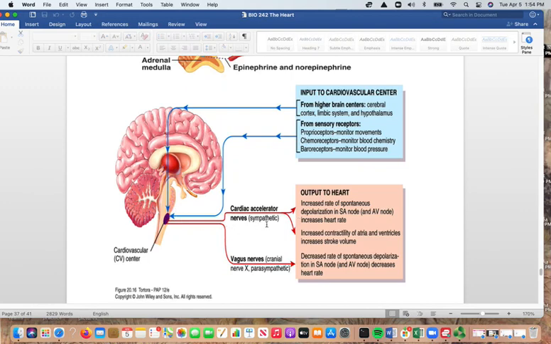For sympathetic messages, it's going to send it through the cardiac accelerator nerve. This can increase the rate of depolarization to the SA and AV nodes to increase the heart rate. It can cause the atria and ventricles to contract more, increasing the stroke volume. If it wants to slow things down, it can go through the vagus nerve, cranial nerve 10, and that will decrease the rate of spontaneous depolarization in the SA node and AV node to decrease the heart rate.